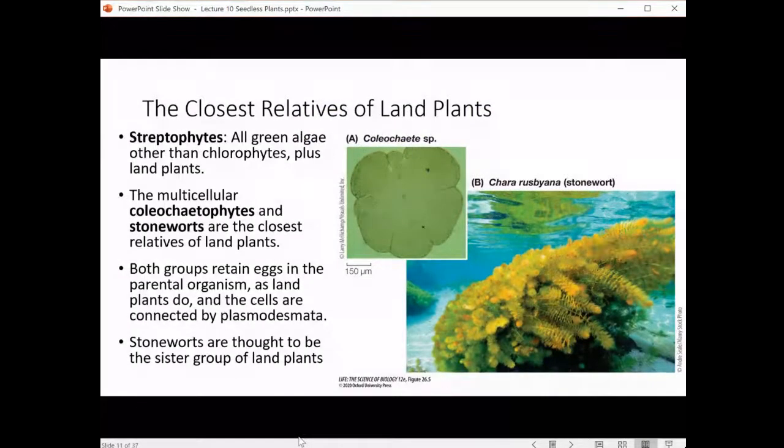Okay, so now again, our bias with land plants, so let's start sort of moving toward land plants. Streptophytes, okay?